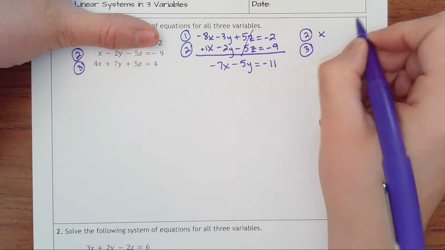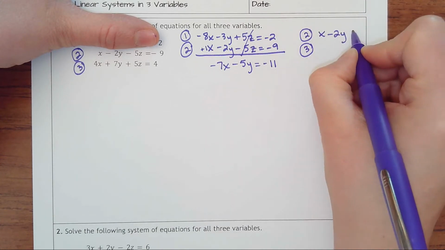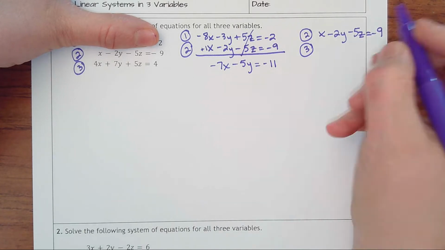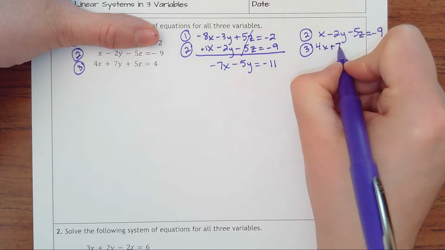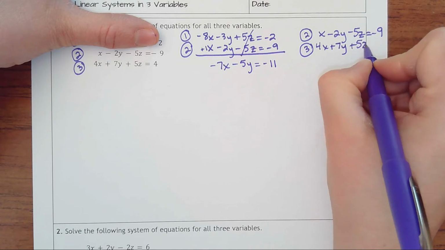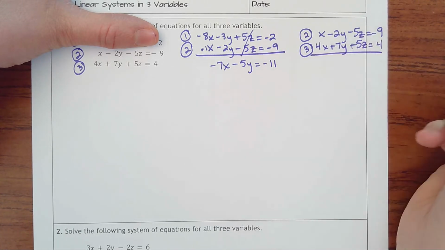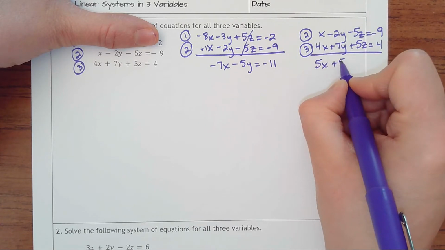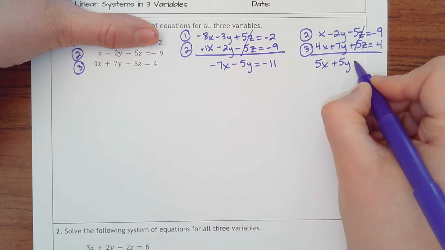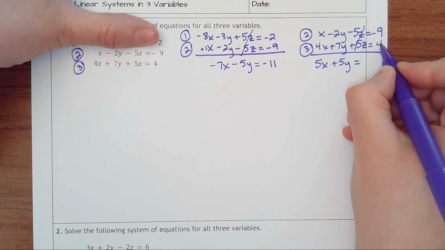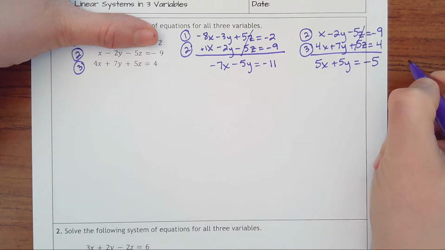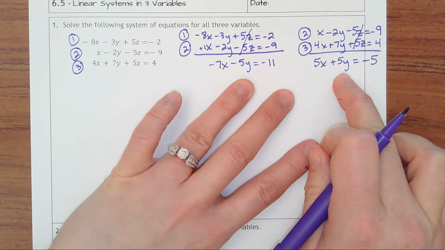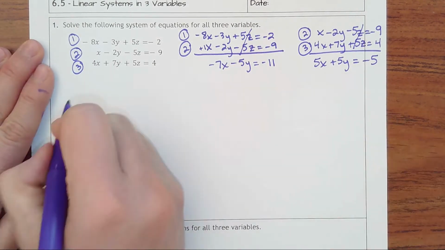So I get x minus 2y minus 5z equals negative 9, and 4x plus 7y plus 5z equals 4. Okay, 4 plus 1 would be 5x. 7 minus 2 would be 5y. The z's eliminate. Negative 9 plus 4 is negative 5. Now that I have these, where they both have x and y, I'm going to put them together.